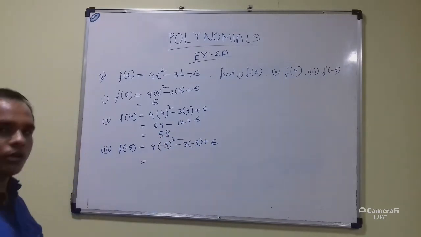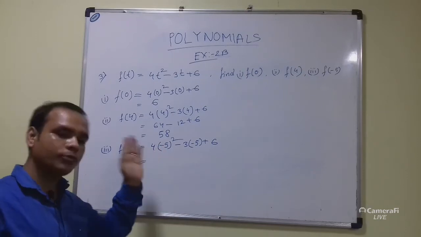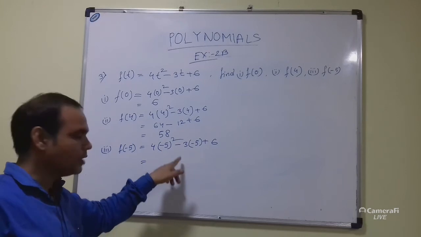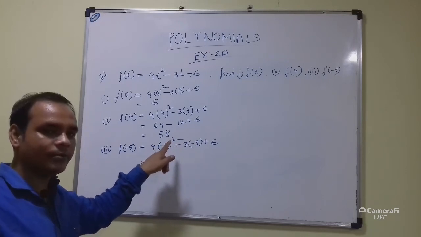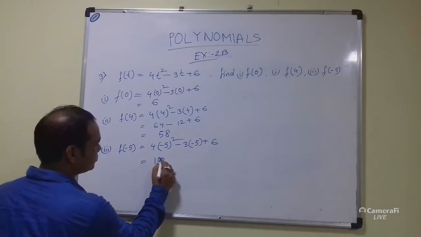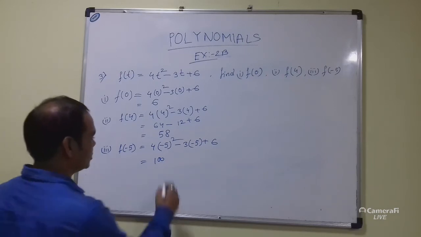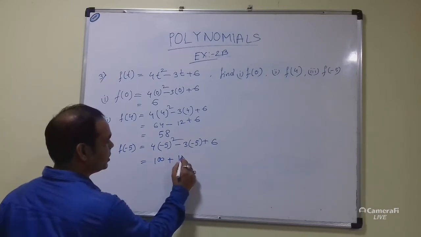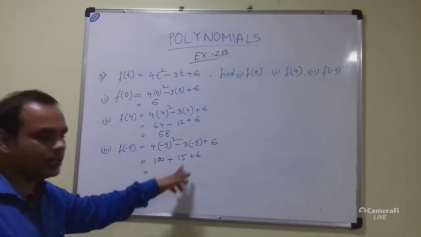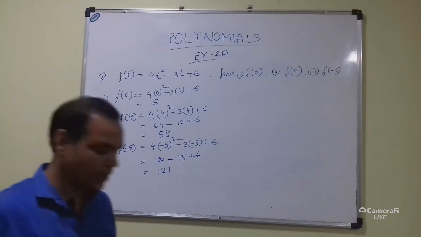Now minus 5 square is always plus, because if the exponent is an even number then the negative will be positive. So (minus 5) square means 25, because minus into minus is plus, and 5 into 5 is 25. So 4 into 25 is 100, and here minus multiplied by minus is plus, and 5 into 3 is 15, plus 6. So 100 plus 15 is 115, plus 6 is 121. I hope all of you understood.